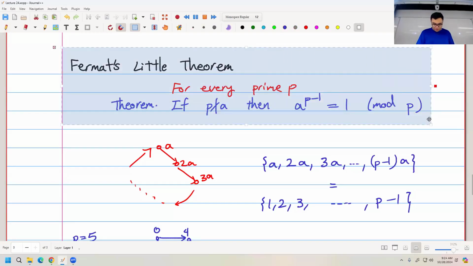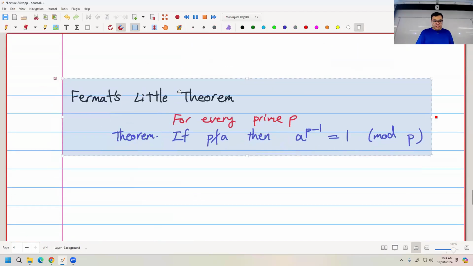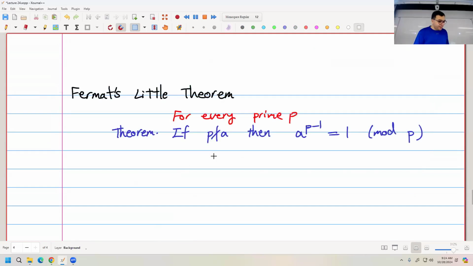I'm going to give you a third proof. The third proof is a bit unexpected, because it's a proof by induction. I want to prove this by induction on A. How does that work? So let's say proof by induction on A.